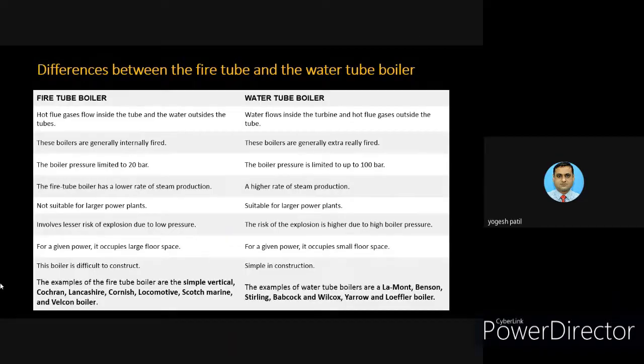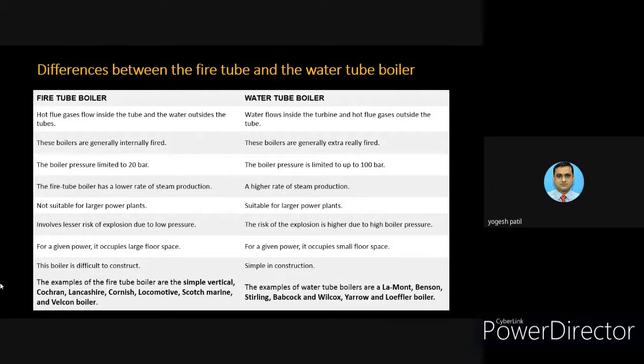Some of the other differences are also mentioned and required to be known so that the clear difference can be stated. In the fire tube boiler column, we can say that the hot flue gases flow inside the tube and the water outside the tube, that we are very clear. And in the water tube boiler, the water flows inside the tube and the hot flue gases outside the tube.